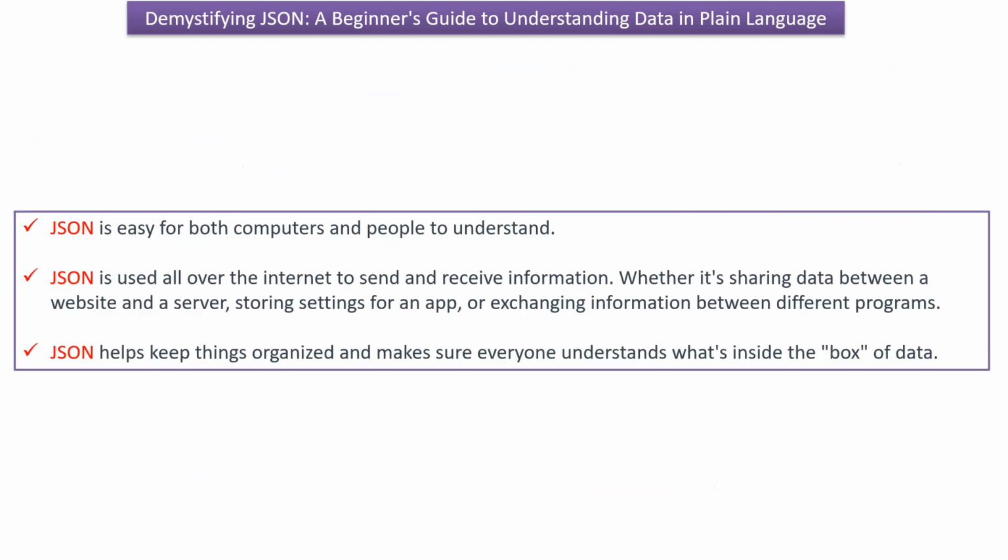JSON is easy for both computers and people to understand. And JSON is used all over the internet to send and receive information. JSON is used to share data between a website and a server. JSON is also used to store settings for an app, and it is also used for exchanging information between different programs. And JSON helps keep things organized and makes sure everyone understands what is inside the box of data.